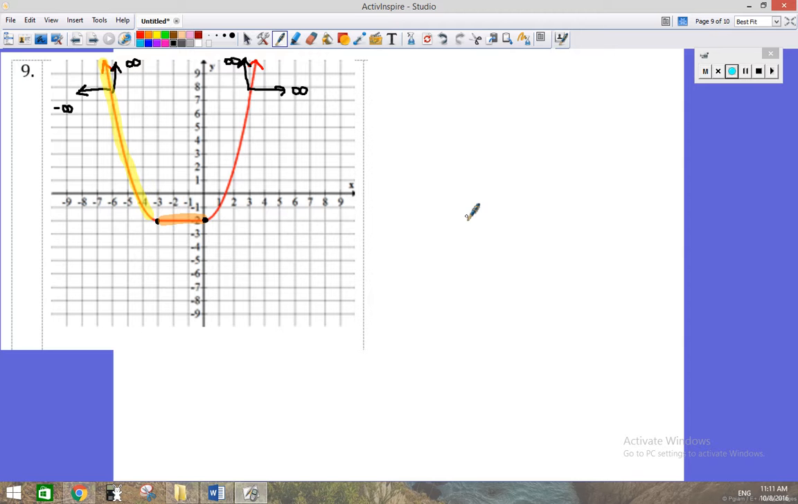Alright, let's start over. I said that I would use green for decreasing, and I turned around and maybe I'm colorblind myself. Alright, sorry about that.